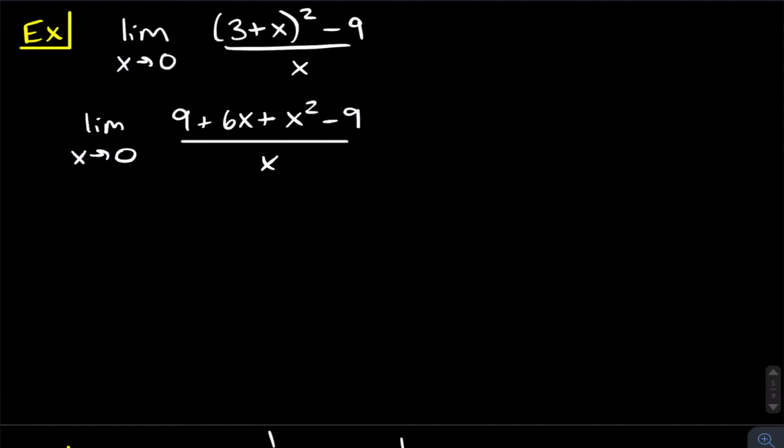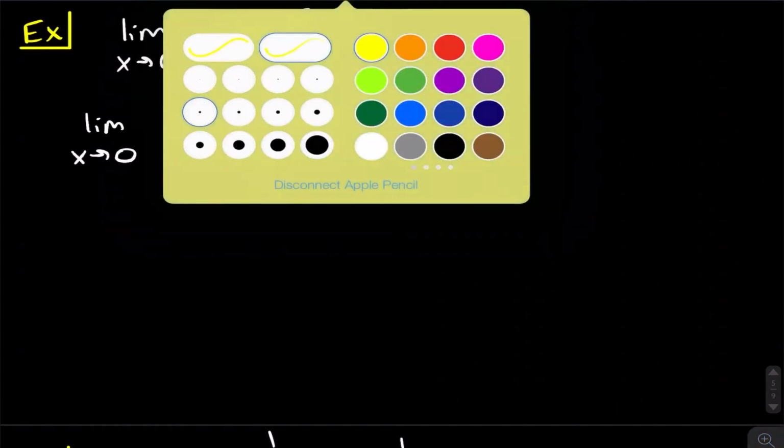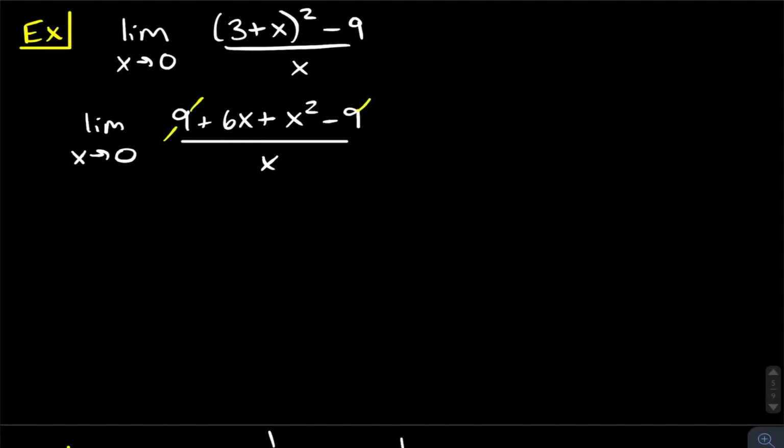Notice here that the 9's go away. The 9 will cancel off with the negative 9.